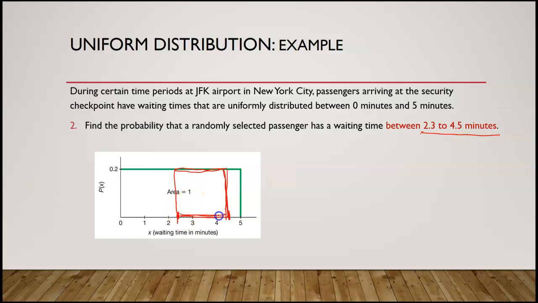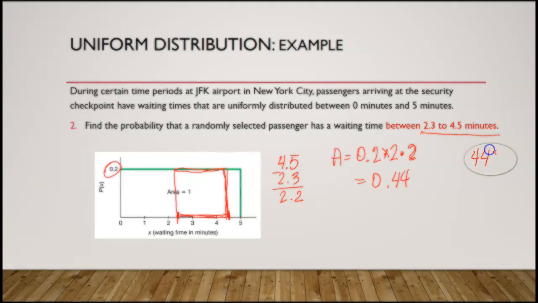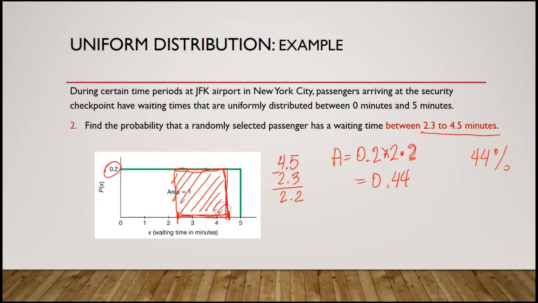The length in this case would be the difference between 4.5 and 2.3, which is 2.2 minutes, and the width is still 0.2. So to find the area or probability, we multiply 0.2 times 2.2, which is equal to 0.44 or 44%. We were pretty close to the estimated probability.